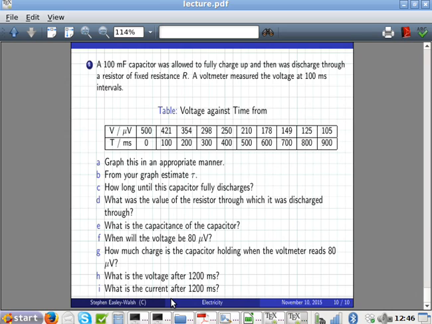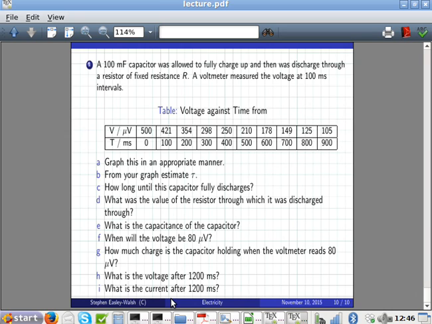Okay, so what else do I ask for? Did I graph it? Yes. Did I get the time constant? Yes. Do I know how long until it fully discharges? Yes.